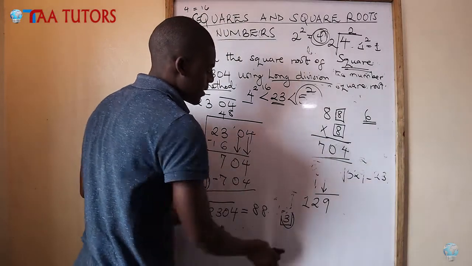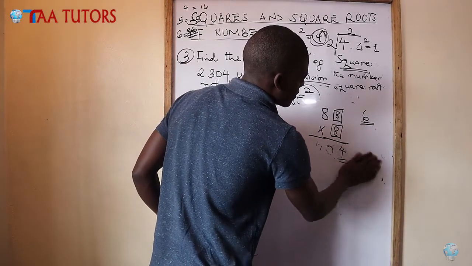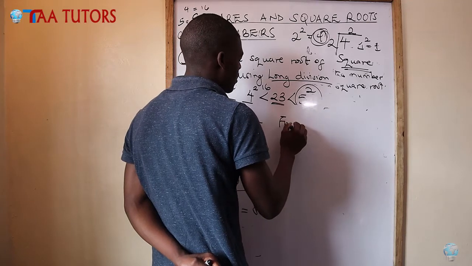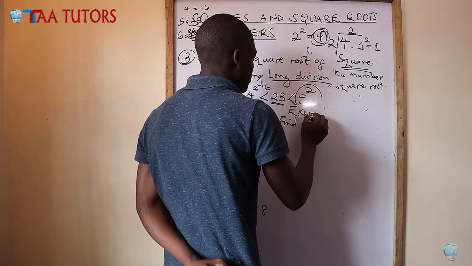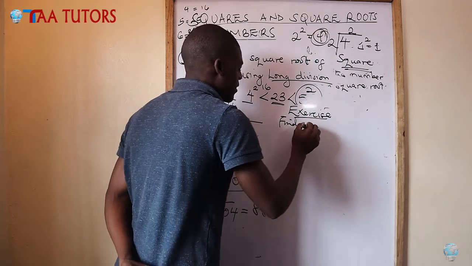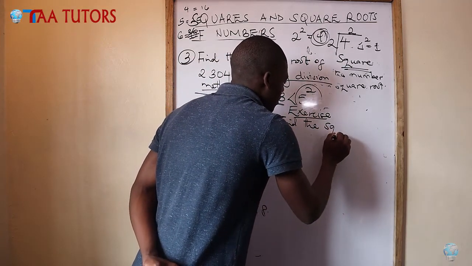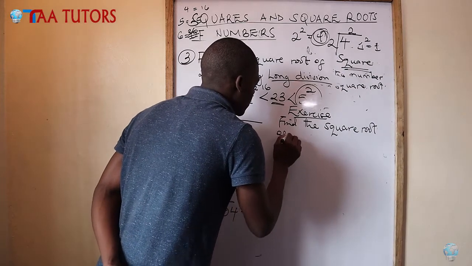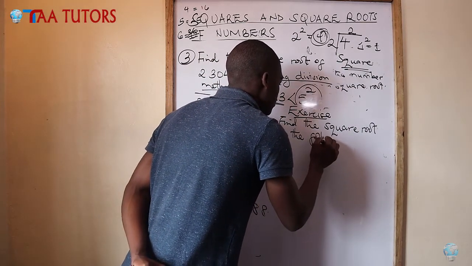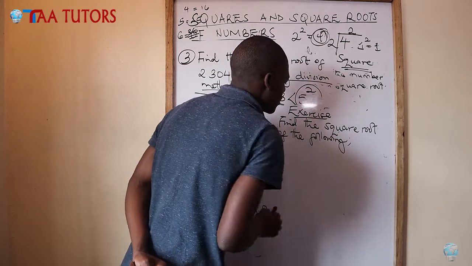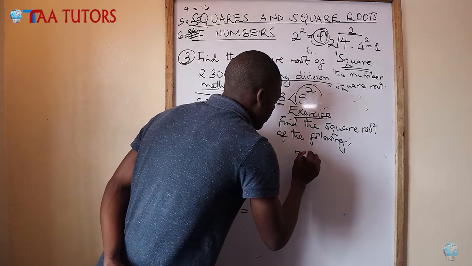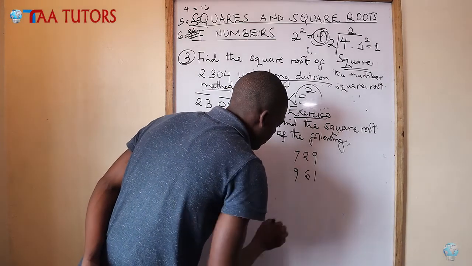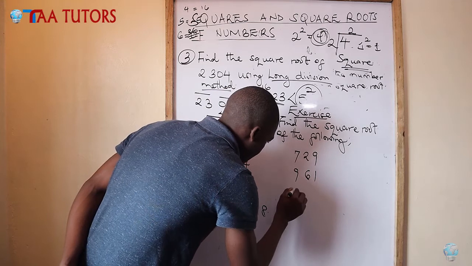You can find others to try. Let me give you some to find the square root of the following. We have 729. We have 961. Then maybe 1024.